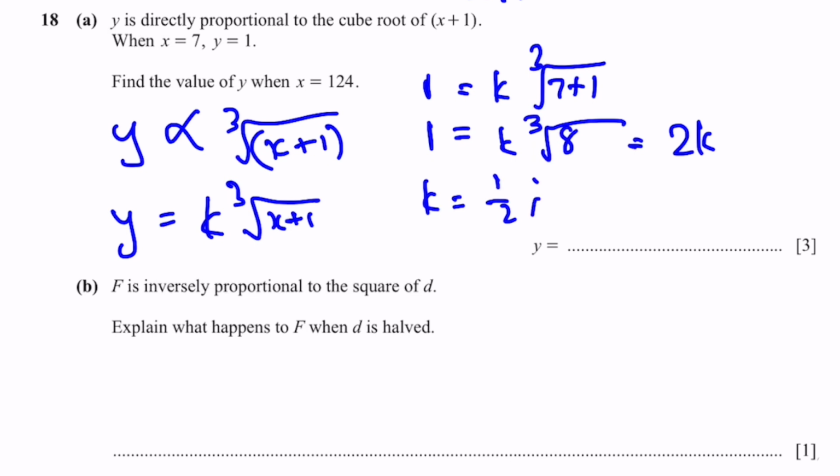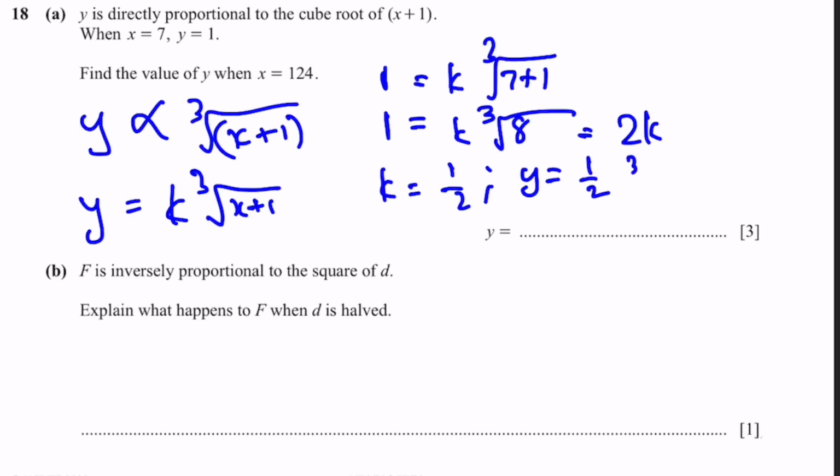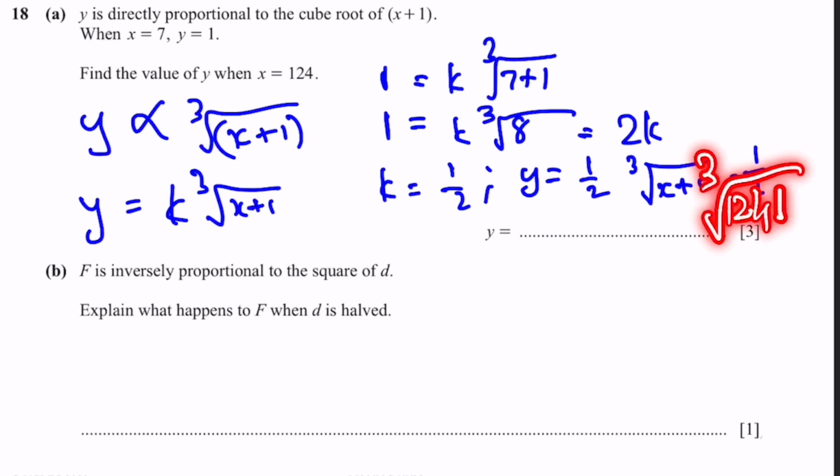Which means that y is equal to half the cube root of x plus 1, which is equal to half the cube root of 124 plus 1, which makes half the cube root of 125, which is 5.